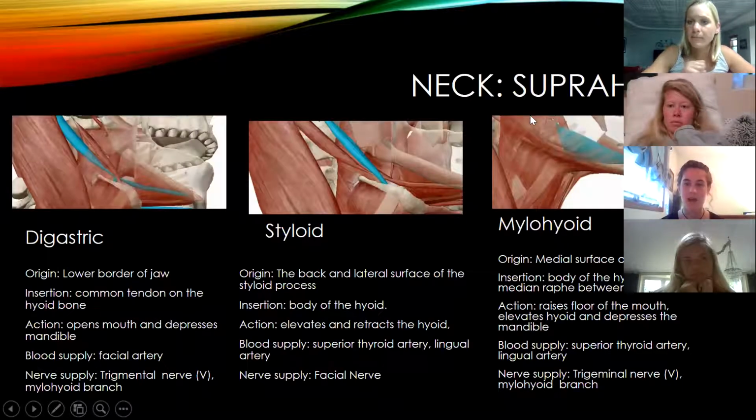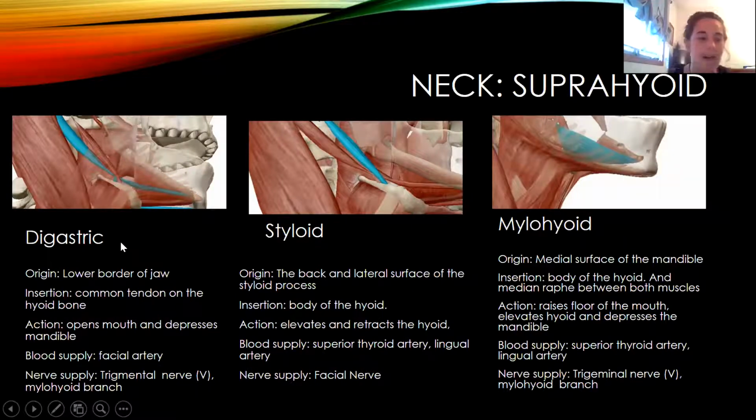All right, so first up, suprahyoid muscles, there's the digastric muscle. Origin is the lower border of the jaw, and the insertion is the common tendon on the hyoid bone. The action is that it opens the mouth and depresses the mandible. The blood supply is the facial artery, and the nerve supply, or innervation, is the trigeminal nerve, which is my understanding is a cranial nerve, and part of this is the myohyoid branch as well.